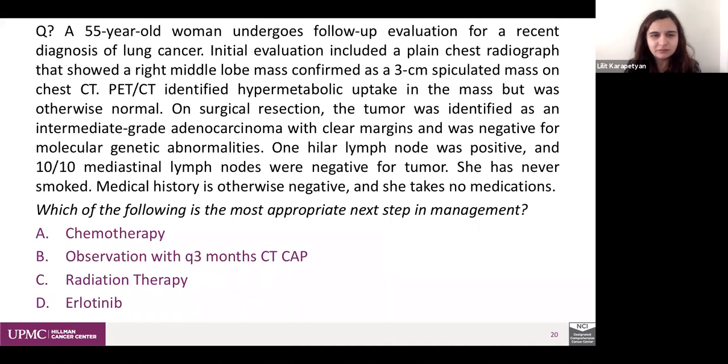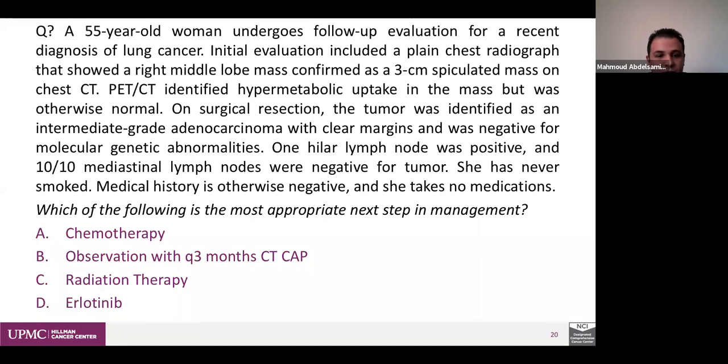this one, I can do this one. So, 55 year old woman undergoes follow-up evaluation for a recent diagnosis of lung cancer. Initial evaluation included a plain chest radiograph that showed a right middle lobe mass, confirmed as a 3 centimeter spiculated mass on chest CT. PET CT identified hypermetabolic uptake in the mass but was otherwise normal. On surgical resection, the tumor was identified as an intermediate grade adenocarcinoma with clear margins and was negative for molecular genetic abnormalities. 1 hilar lymph node was positive and 10 out of 10 mediastinal lymph nodes were negative for tumor.